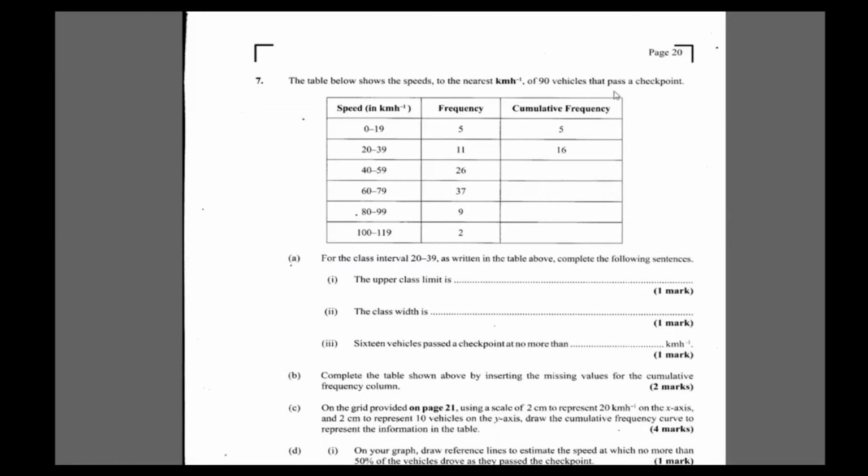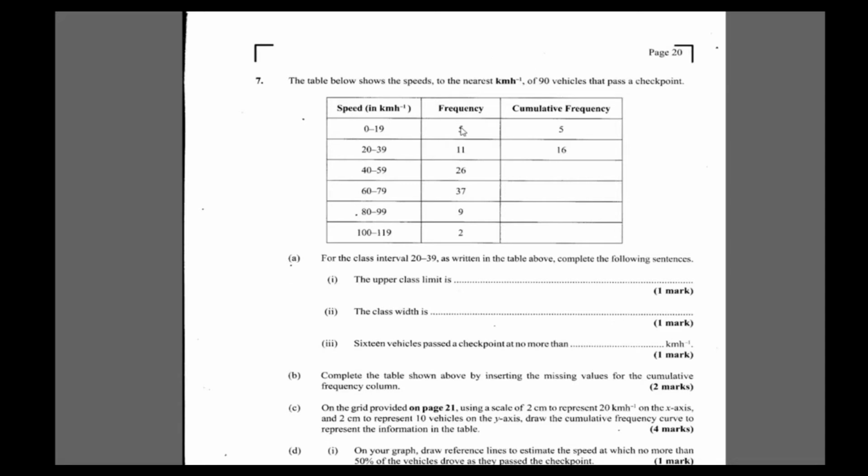These vehicles pass at a checkpoint. So the table below shows the speeds, to the nearest kilometer per hour, of 90 vehicles that pass at checkpoints. And of course, they're going to ask us to continue filling out the table.